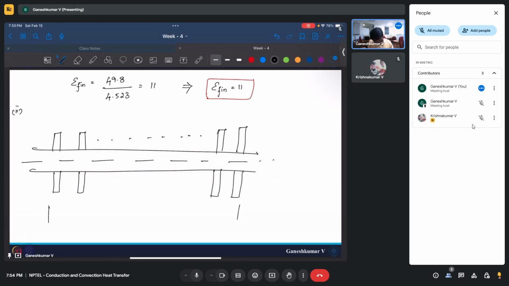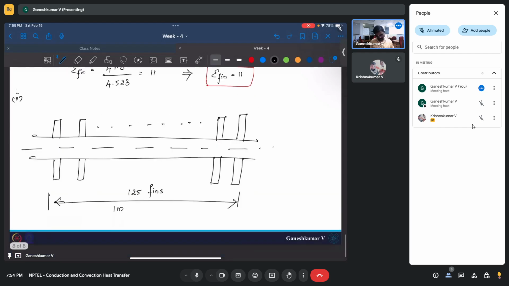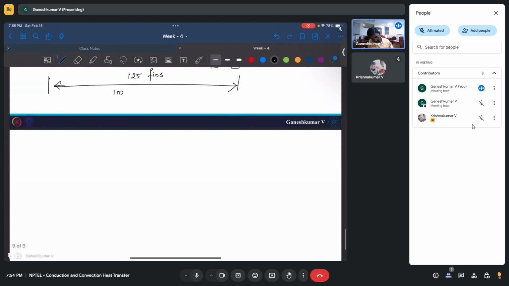And let's say this is like 1 meter, where you have 125 such fins. Now what would be the total heat transfer? Okay. So the total heat transfer is going to be Q equals number of fins times the heat transfer from a single fin, plus Q from the unfinned surface.